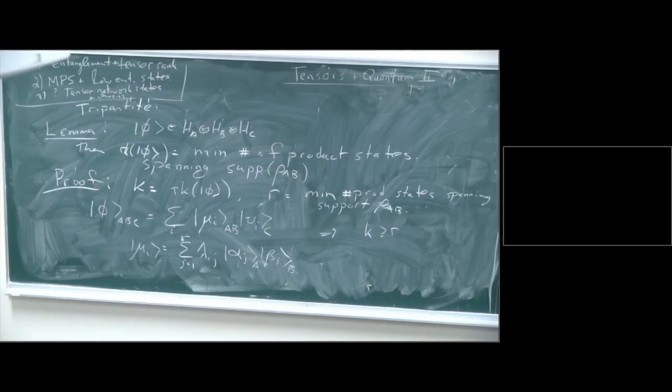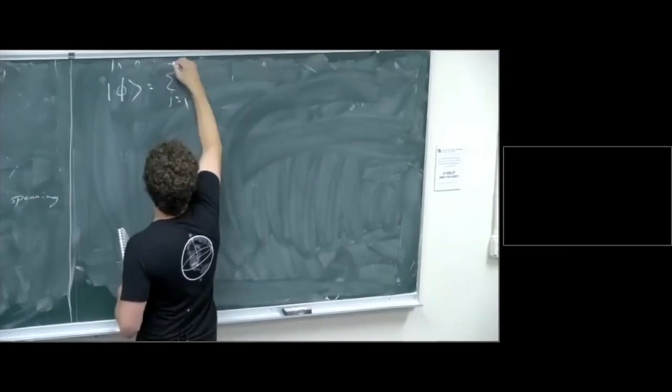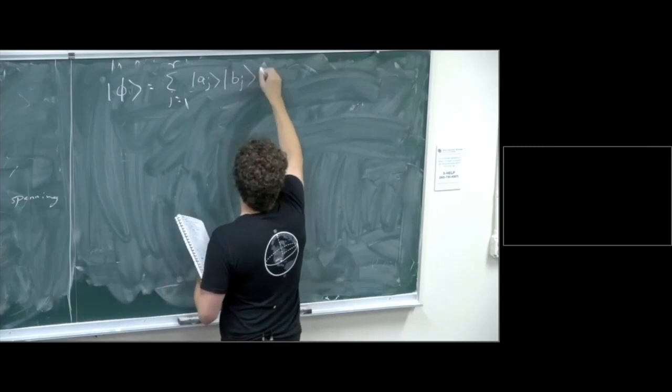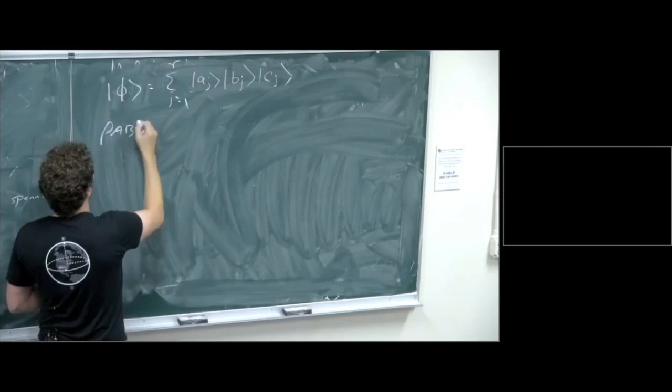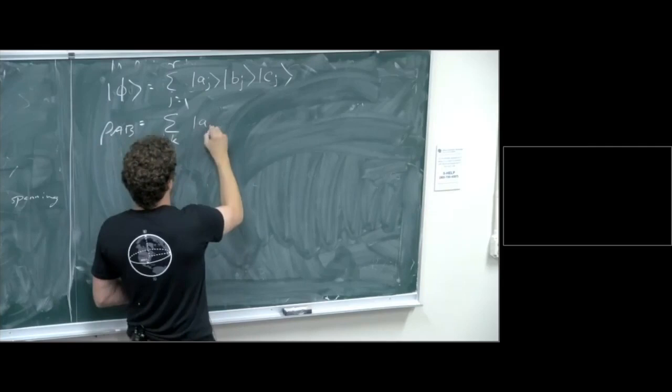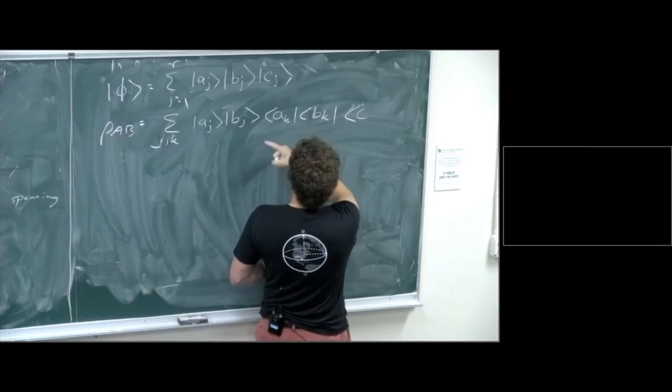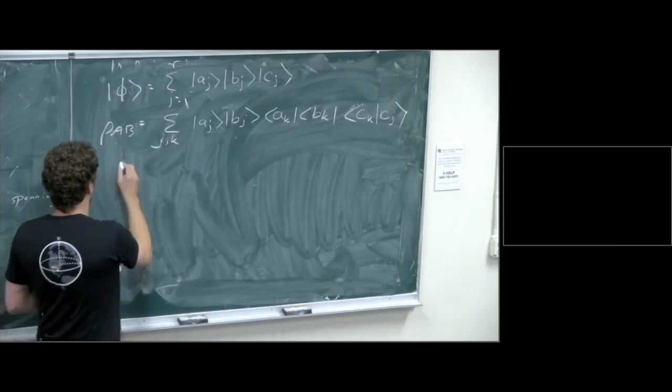Since I've also now given an expression for phi in terms of our product states, I can use that to write out rho AB like this: JK, AJ, BJ, AK, BK times the inner product. And this shows now the support of just rho AB is spanned by the same set of product states. Okay. So that means R and K are equal.